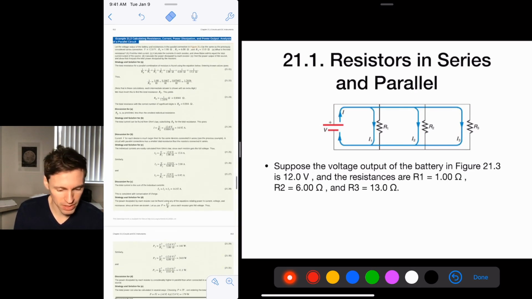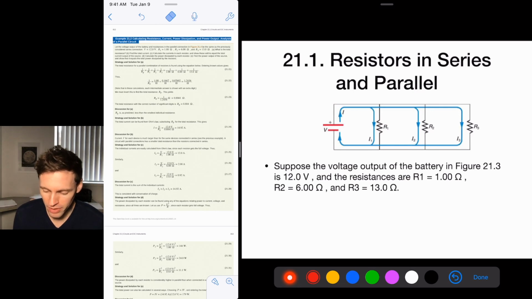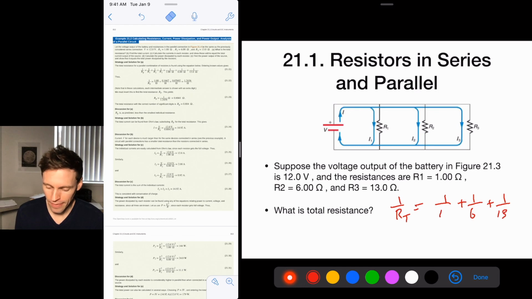So let's do basically the same thing. We've got 3 resistances. Suppose the voltage output of the battery is 12 volts and the resistances are R1, 1 ohm, R2, 6 ohm, and R3, 13 ohm, same circuit that we had, but instead of in series, they're in parallel. This is the next problem on your sheet. The question is, what is the total resistance? So you're going to do 1 over R total is equal to 1 over 1 plus 1 over 6 plus 1 over 13.